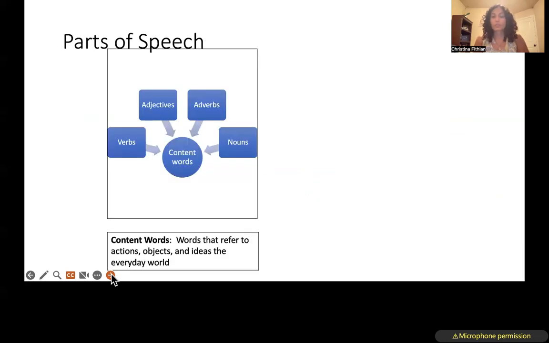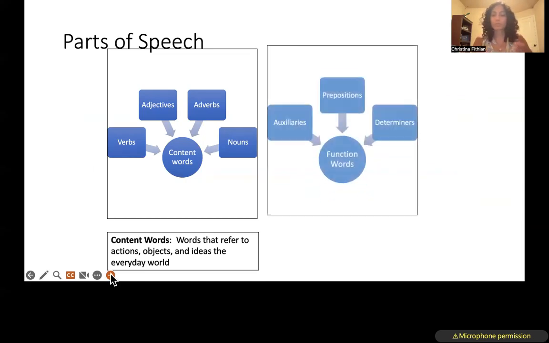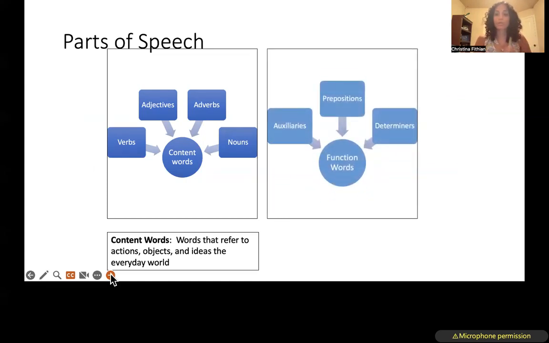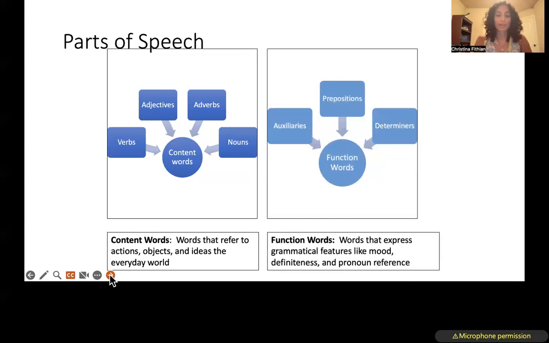Okay, so we have been talking about parts of speech. And remember that parts of speech can be divided into content words and function words. Now, with these function words, I only put 3 of the most common function words here: auxiliaries, prepositions, and determiners. And these are things that we've discussed in class and in a few of the videos.